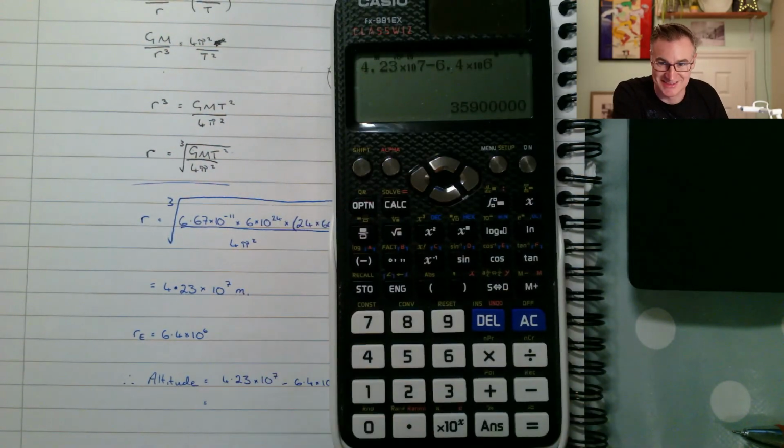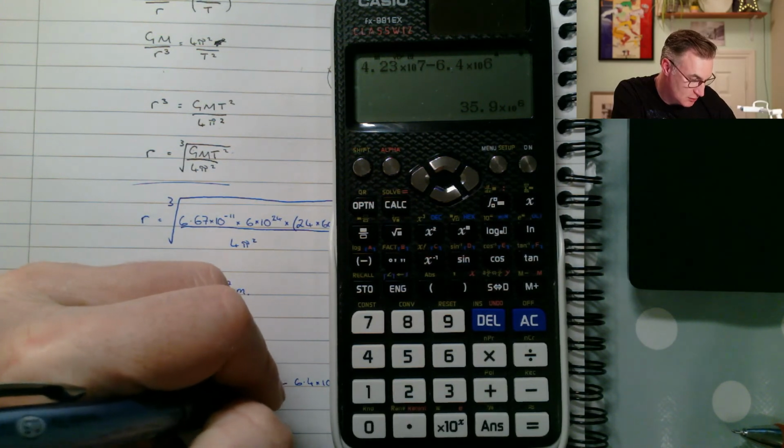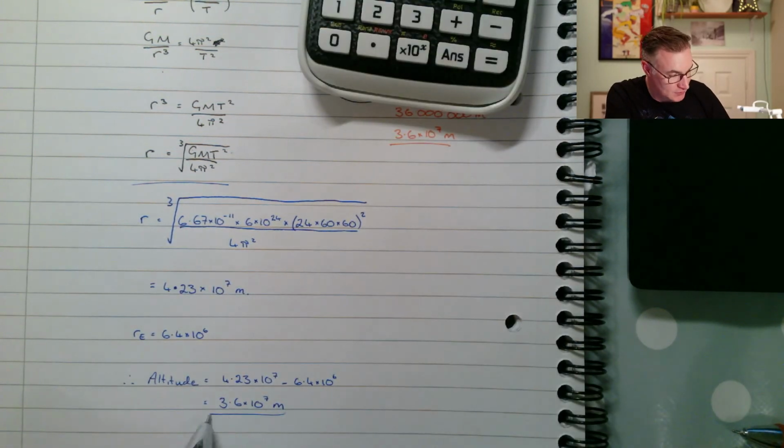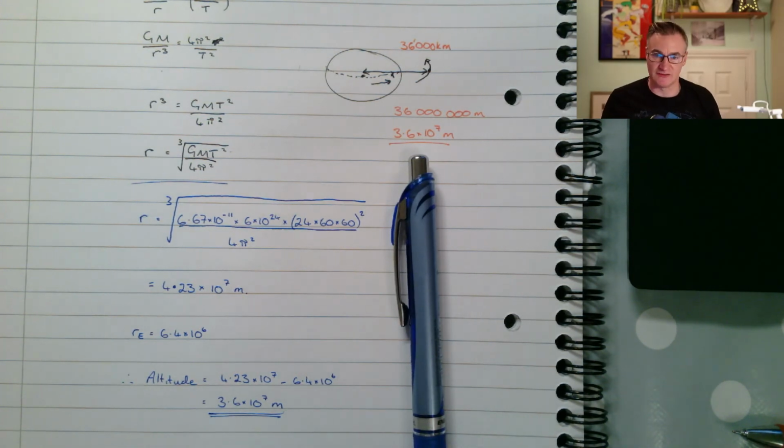Oh, you can't see a thing. Close enough. 3.6 times 10 to the power of 7 meters. And so there we have the altitude of a geostationary satellite, and we now know that it must be that altitude, because if it's not that altitude, then it's not going to have a period of 24 hours and it will not be a geostationary satellite. So thank you, physics, for giving us satellite television and lots of other things which are useful.